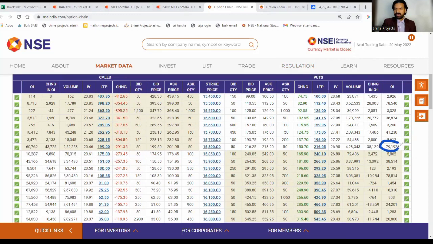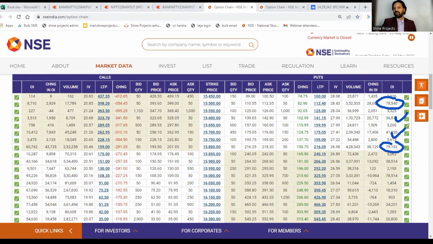So I can see a clear support here because put writers are at 79,000 contracts at 15,800, and after that I can see that a significant support is built at 15,500. Okay, and here 38,000, 41,000. So this is a comparative analysis. We have to look at what the call writers are doing and what the put writers are doing to understand how the option chain is built.